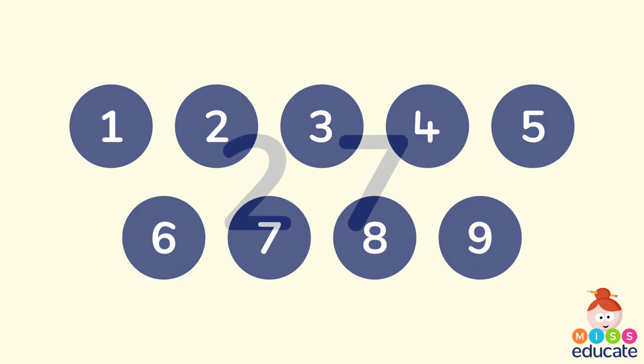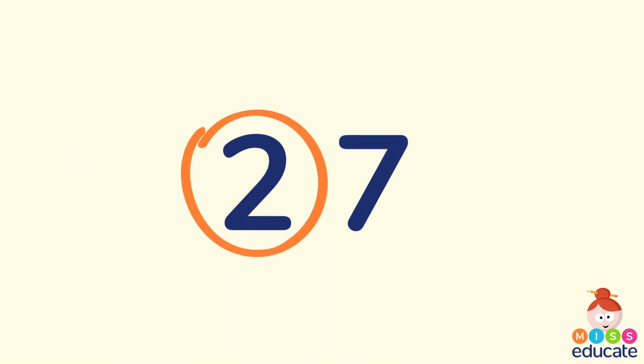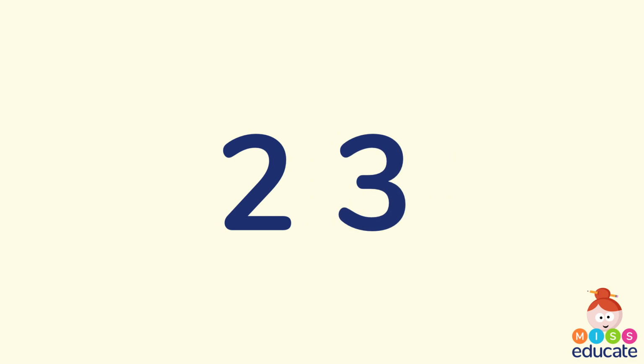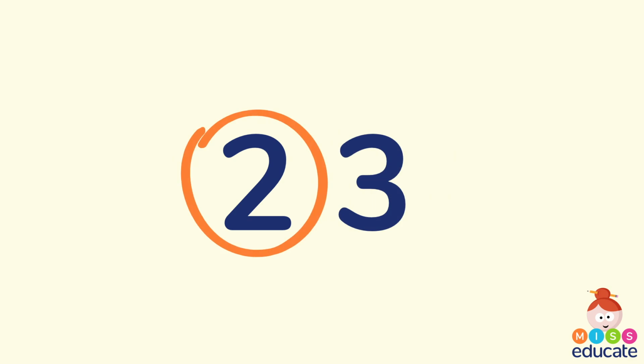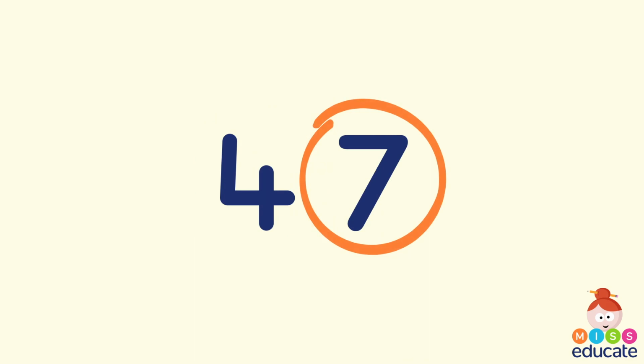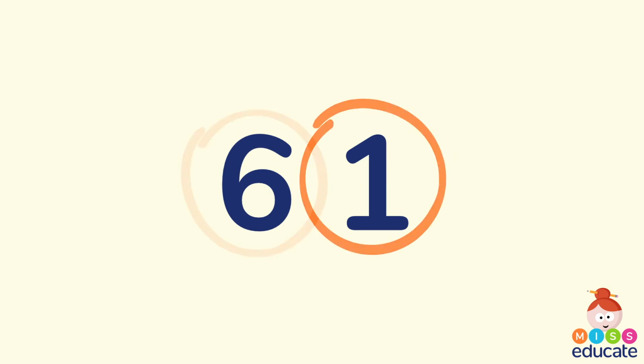Let's look at the number 27. 27 is made up of two digits, a 2 and a 7. What about 23? What digits are there in 23? You tell me. That's right, there's a 2 and a 3. What about 47? Is there an adult with you? Can you tell them what digits make up the number 47? Well done. There's a 4 and a 7. And the last one, 61. What digits make up 61? Well done. A 6 and a 1.